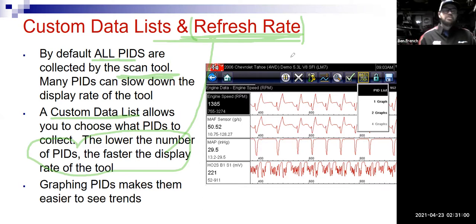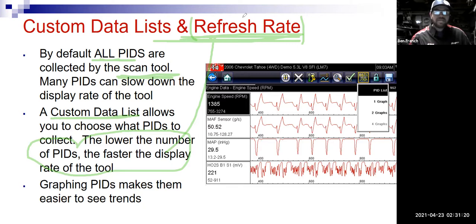Okay. Now, when we go to controller area networks, you'll find that on a newer car, they can communicate so much faster that it's usually not a big deal. You still seem to get a little bit better refresh, though, a little bit faster and more responsive data, when you do a custom data list.